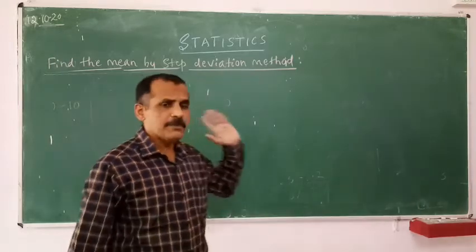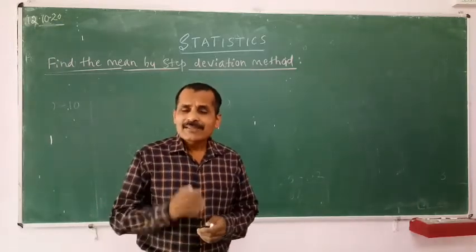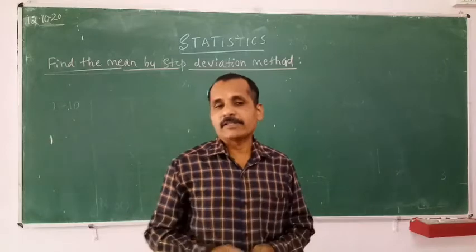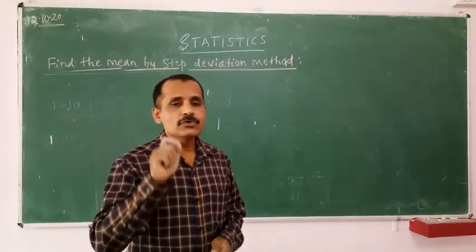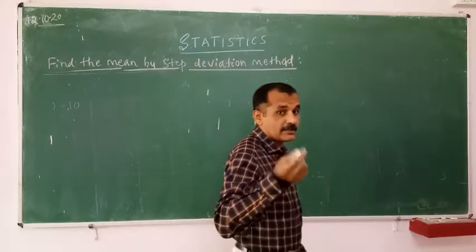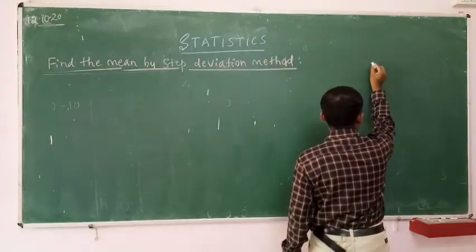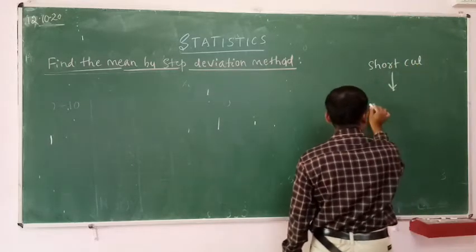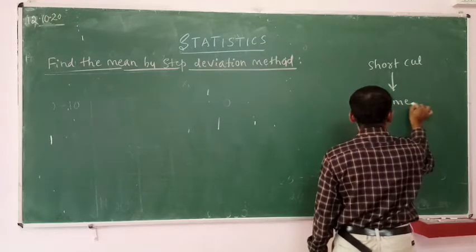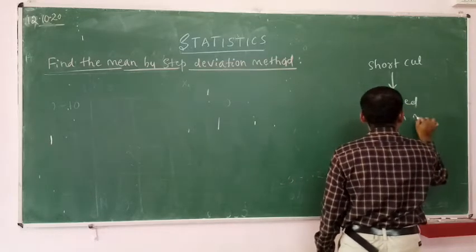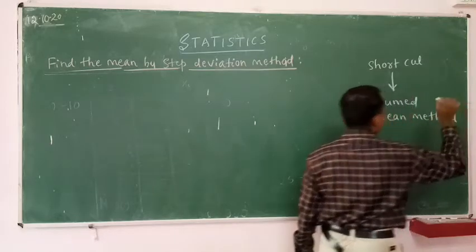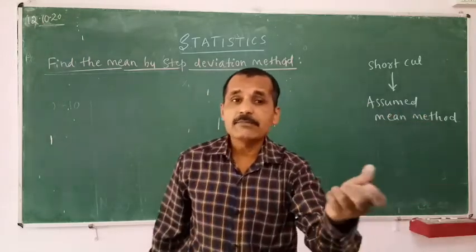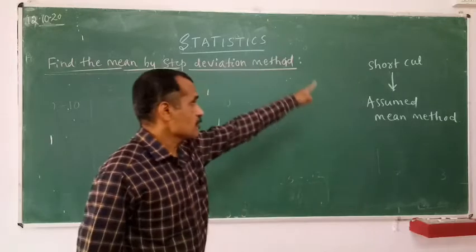Before I start the step deviation method, I would like to tell you one thing. The method I have taught you earlier, which is called the shortcut method, is also called the assumed mean method. You have to keep this in mind, because this may be a new word. In the examination, they may ask you to find the mean by assumed mean method. You should not be confused.